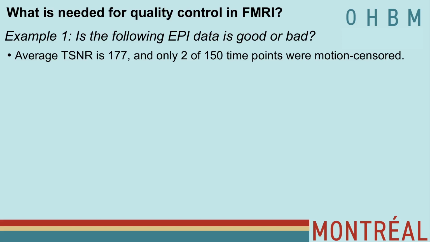Okay, so just as an example, thinking about starting the quality control process. If we're given some information about a data set, what do we need to know about it to determine does it meet our expectations or not? So kind of is it good or bad, but in a looser sense. So if we get a data set of EPI that the average TSNR is pretty high and only 2 time points were censored, we might say, okay, great. And if we just wanted to stay with some quantities about the data set, we might be fine with that and move along. But maybe we should also look at the data set.